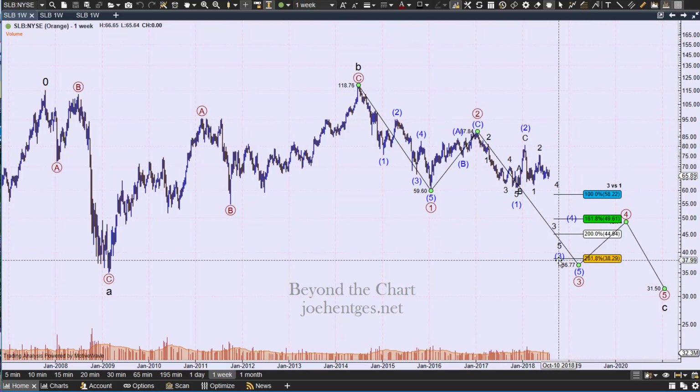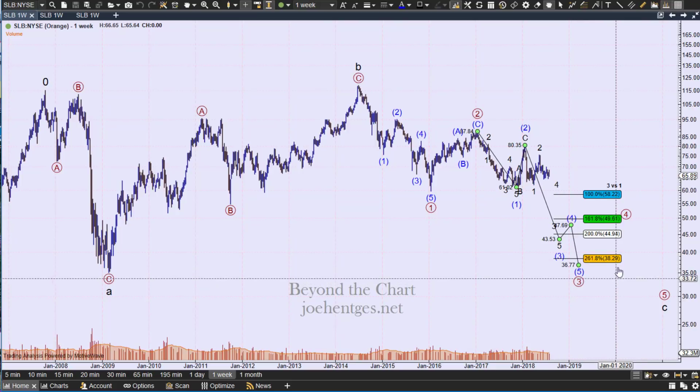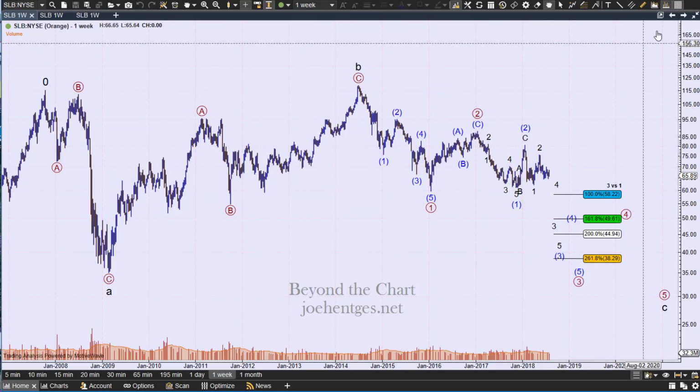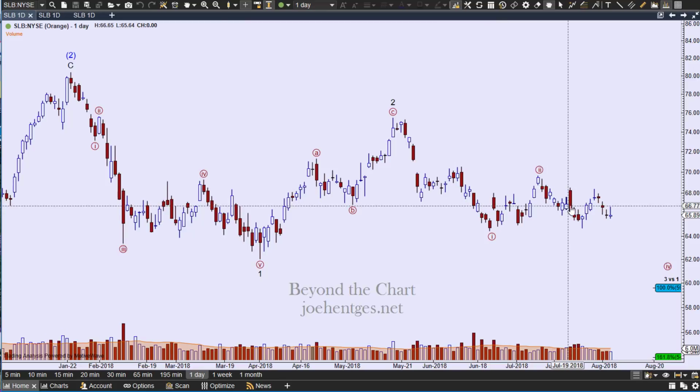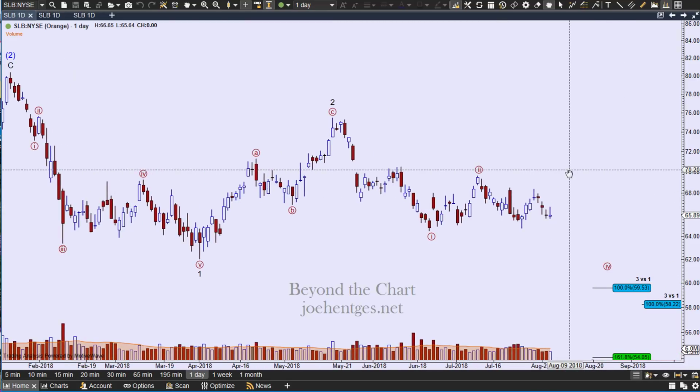And when I look at the intermediate waves, actually, let's go to the intermediate waves. I think we're in intermediate wave 3, and so we're looking for this thing to break down. Right now it's been doing a little bit of chop sideways, but that's the picture. That's what I'm looking for in SLB.